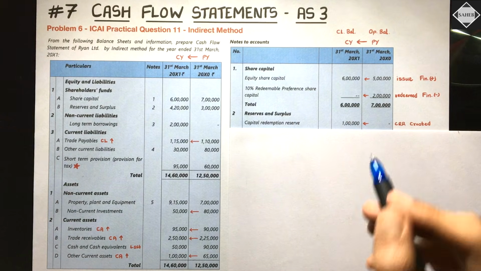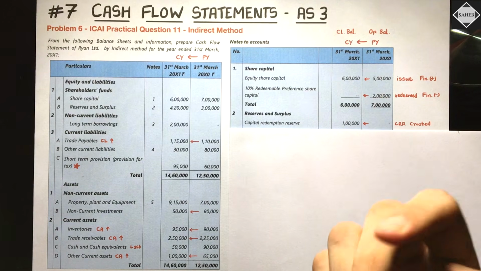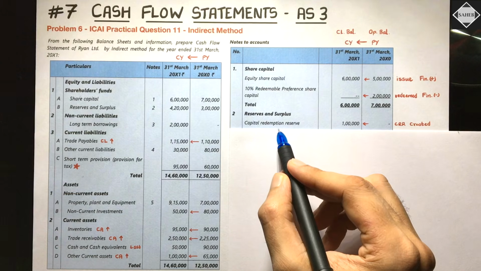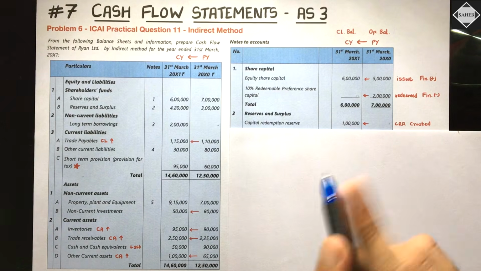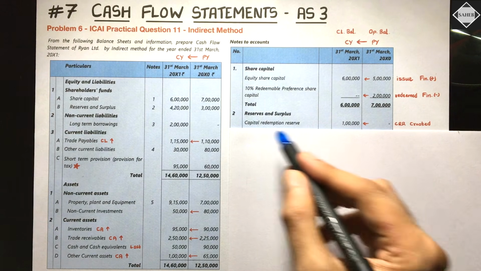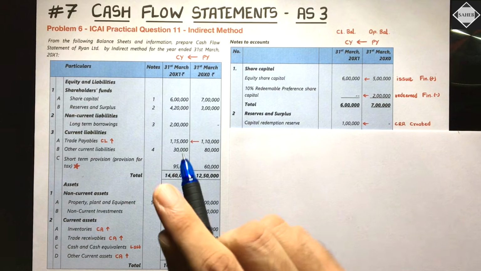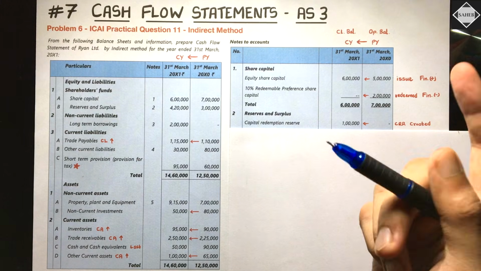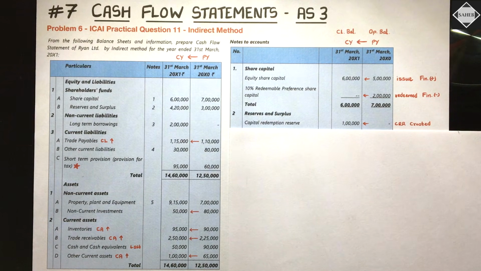So CRR has to be created out of free reserves. Free reserves like general reserve, profit and loss. So now we have to understand, is CRR created out of profit and loss or not? If yes, then we have to reverse this in the operating activity, under appropriations. Creation of CRR is an appropriation. So if you are starting from retained earnings in the indirect method, you have to reverse this. But if it is created out of general reserve, then you don't have to reverse because it's not impacting the profit. Don't worry, we'll see about that.